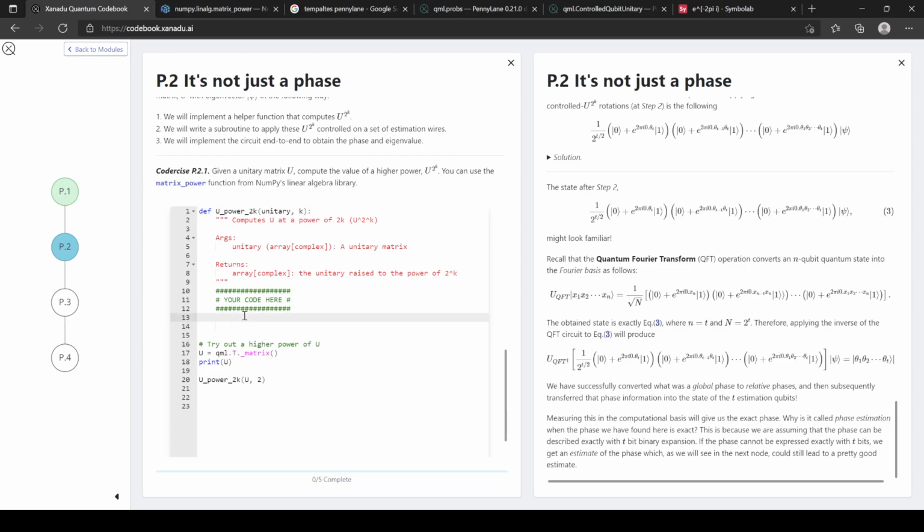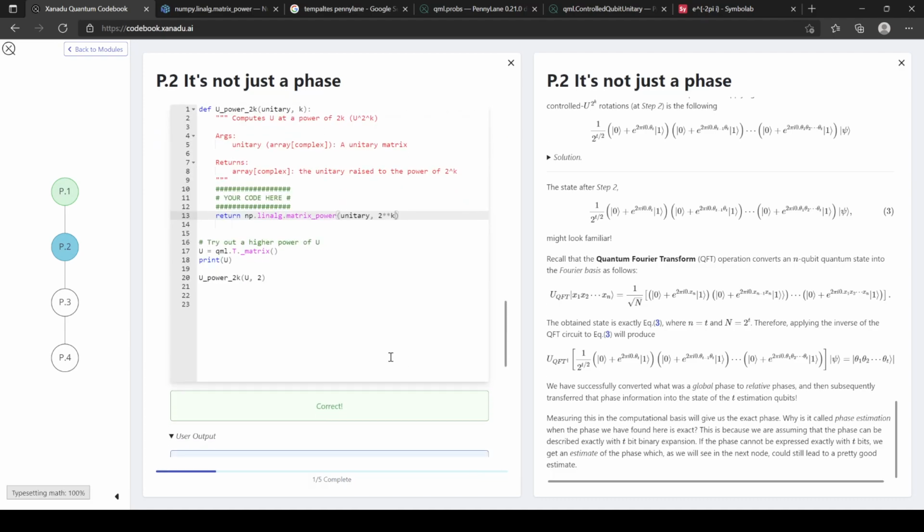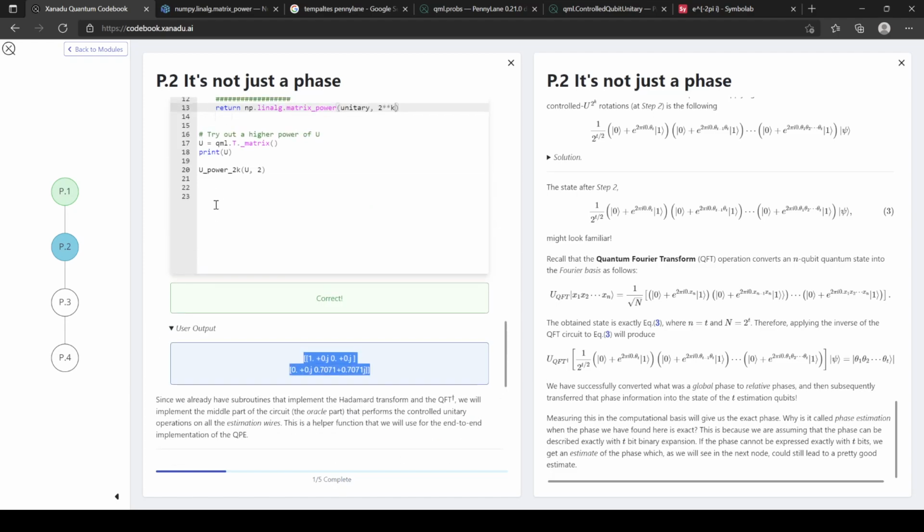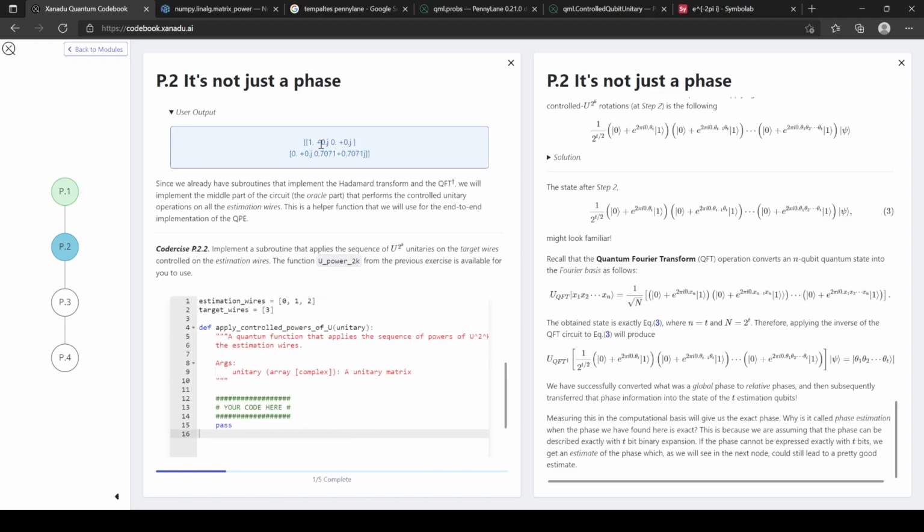Okay, so what we want to do is return numpy.linalg.matrix_power of unitary, 2 to the k. All right, would you look at that? Wow, we're on a roll. They really should have implemented better printing. They should have like a custom print function for that, because that's not a pretty way to look at a matrix.